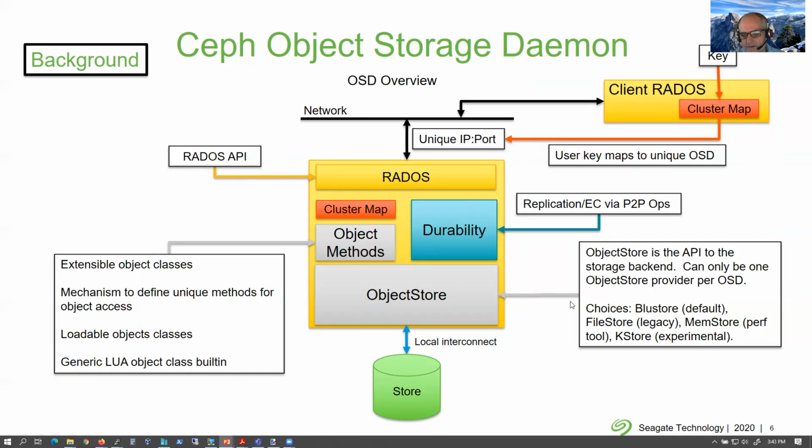The object store itself is really a class that you can implement different providers of the object store. And right now the choices are Blue Store, which is the default. This is what everybody uses today. In the past, it was File Store. That was the legacy object store that was built on top of file system technology. There's also Mem Store, which is really more of a performance tool. It's a volatile object store, excuse me. K-Store, which is an experimental one that uses key value to store and retrieve its data.